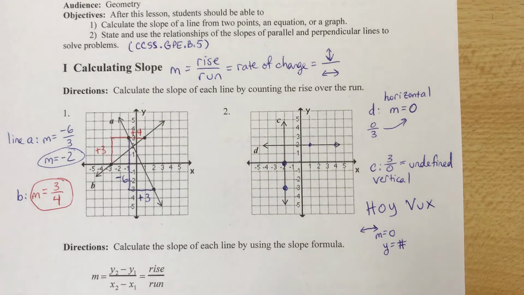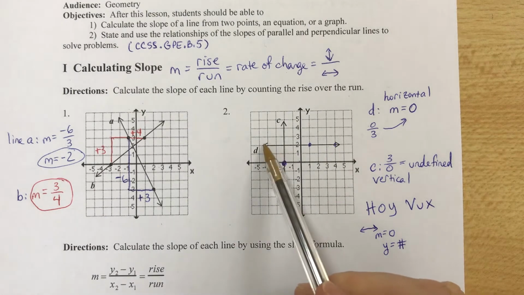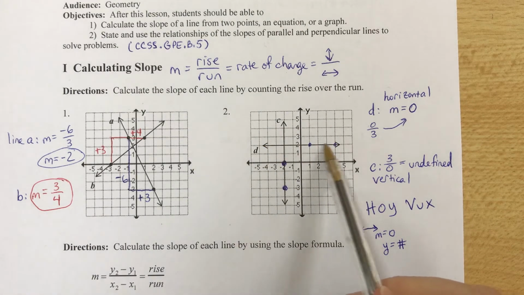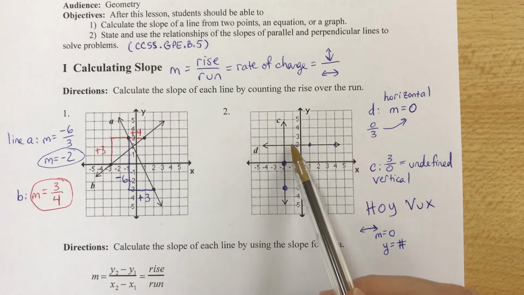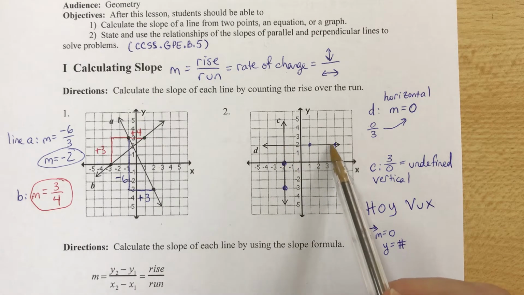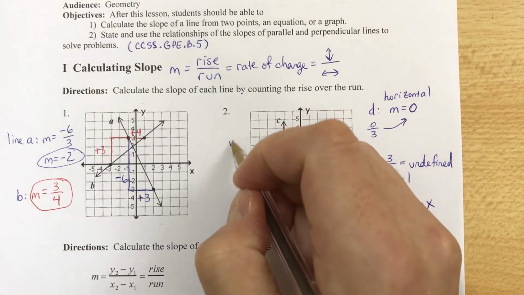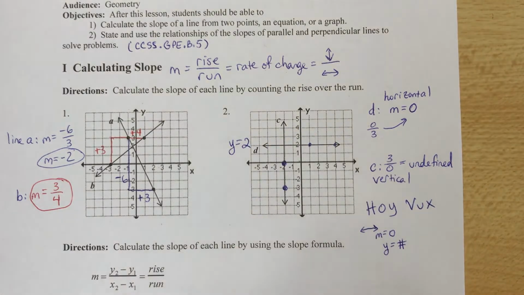y equals a number. So for line D, the equation would be y equals 2. Every point on here has the same y value. So this line is y equals 2.